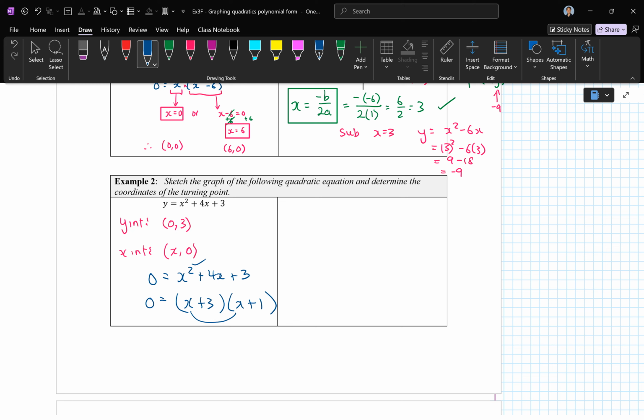X times x is x squared. X times 1, so that's 1x. 3 times x is 3x. So together, that will give you 4x. That's true. And then 3 times 1 is 3. So it is correct. We've now factorized it. Going back to Luke. So now we've got our two brackets: x plus 3 times x plus 1. I want to solve it. What do you do now?